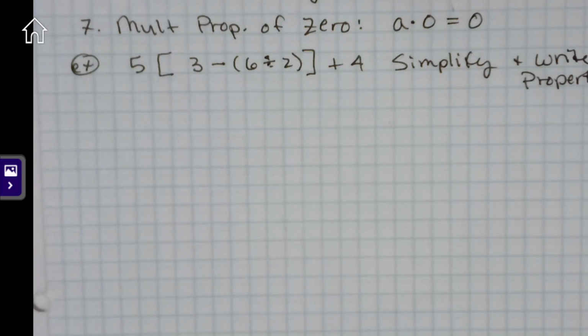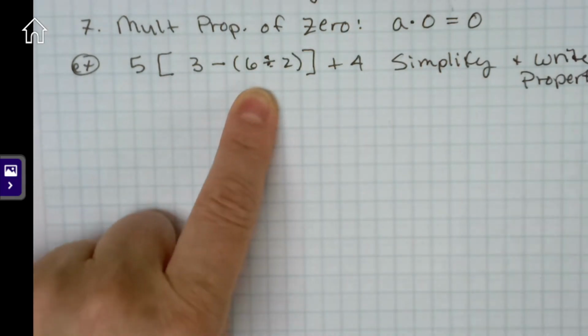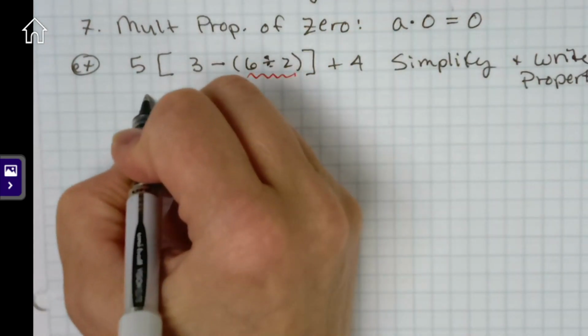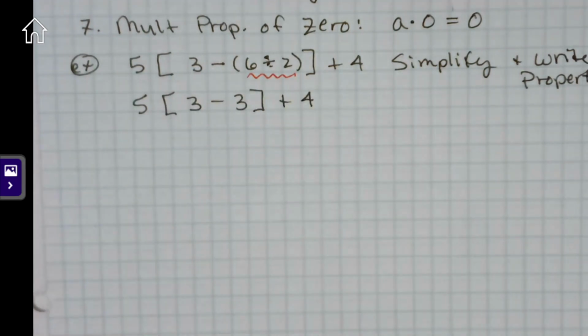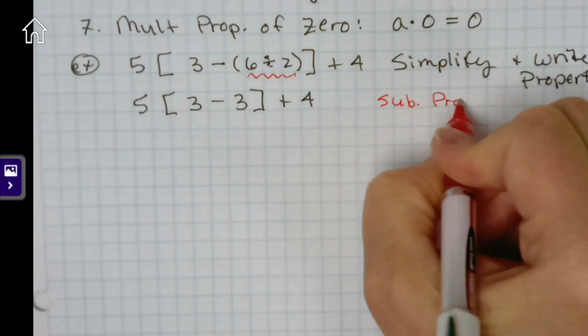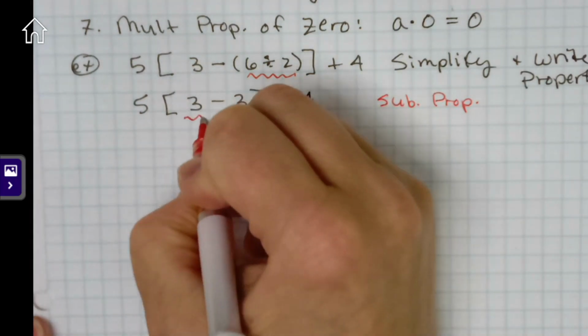Okay, so order of operations says grouping symbols first, inside pair first. So brackets are grouping symbols, but inside that we have parentheses. So we're going to start there. 6 divided by 2 is 3. So now I have a 5 bracket 3 minus 3 bracket plus 4. So I basically substituted a 3 in for 6 divided by 2. So that would be substitution property. There are arguments for other properties that you could use, but we're just going to use the ones off our abbreviated list.